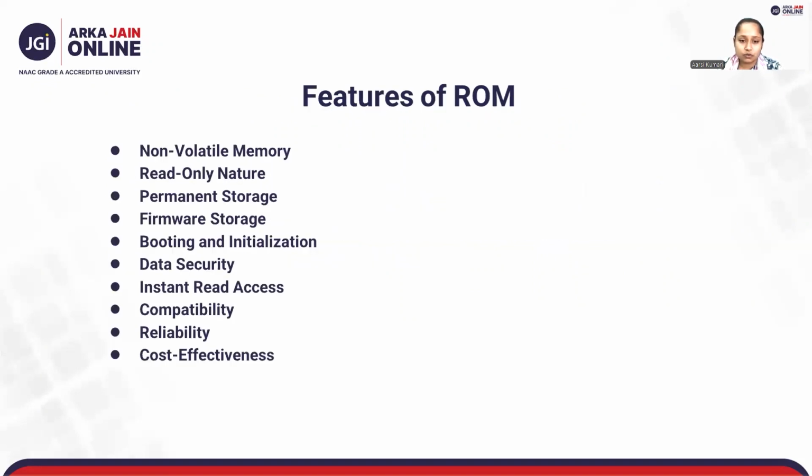Next, we have features of ROM. ROM, read-only memory, possesses several distinct features that make it suitable for various applications. Let's explore some key features of ROM in simple language. Non-volatile memory. ROM is a non-volatile memory type, thus it keeps its data even when the power is switched off. This makes it suitable for storing permanent instructions and data since it guarantees that the recorded information will remain intact and may be accessed whenever necessary.